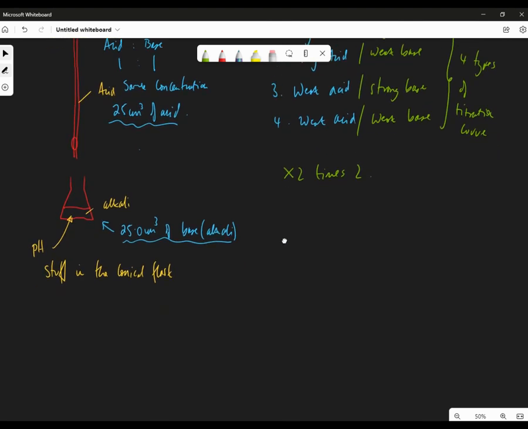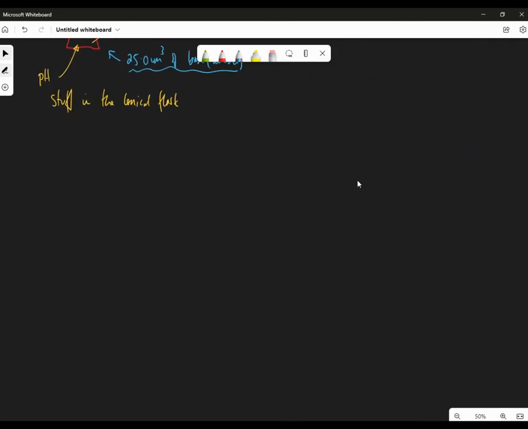Strong acid, strong base. Okay, well, first of all, what would that be? Let's have a strong acid, HCl, plus strong base, sodium hydroxide. Now, don't forget, I'm measuring the pH of what's in the conical flask.